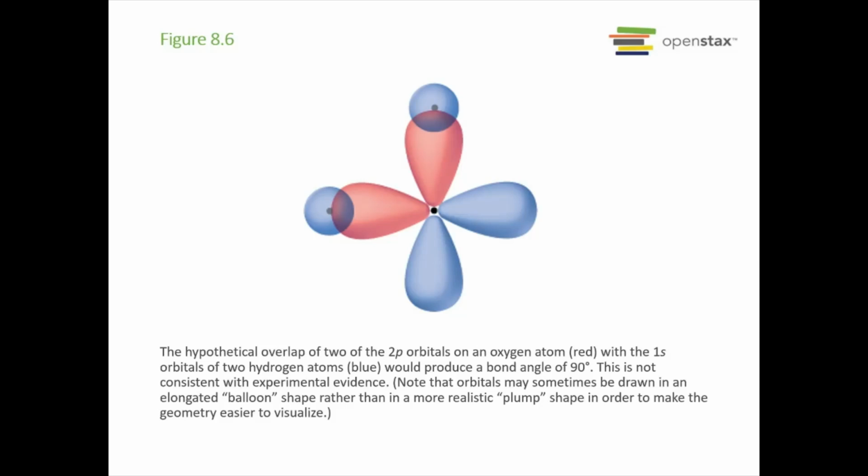So this is what valence bond theory would predict for the structure of water. With the overlap, it would predict this bond angle of 90 degrees when the 1s orbitals of the hydrogens overlap with the 2p lobes of oxygen. But we don't actually get that 90-degree angle. That does not happen.